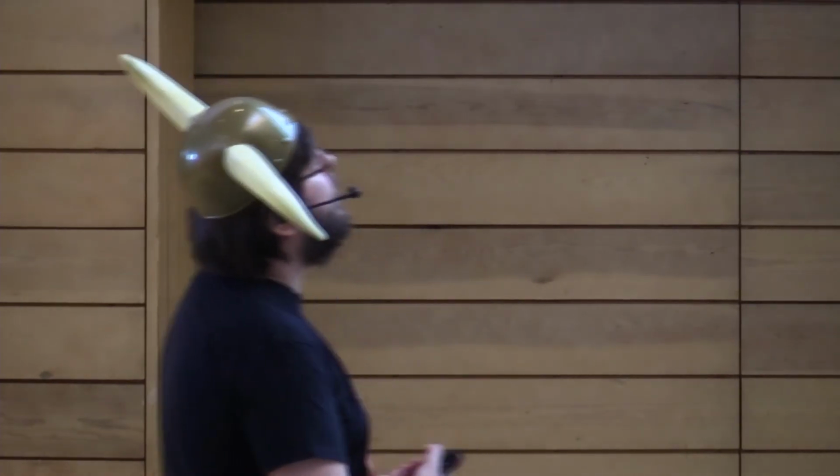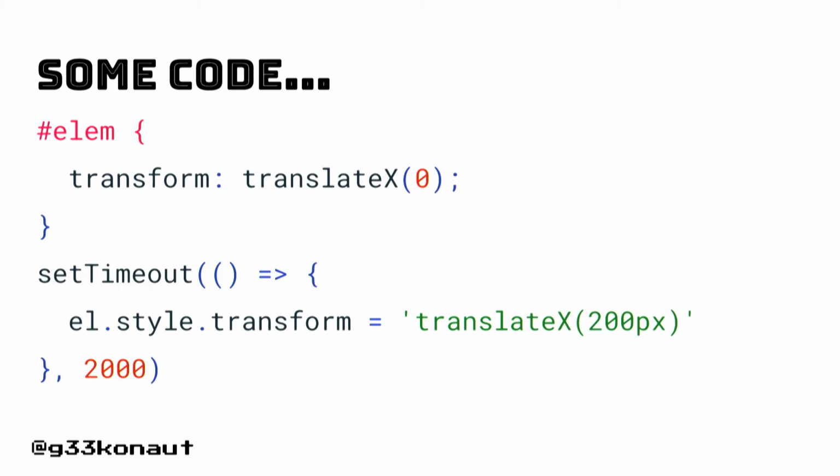Okay, let's have a look at the code. So here we have a bit of CSS. Don't you do that in JavaScript these days? No, I love CSS, really. Anyway, moving on. So we have a transform on the element that we translate X to 0, so nothing really happens. But after 2 seconds, we are changing the style to actually move 200 pixels to the right.